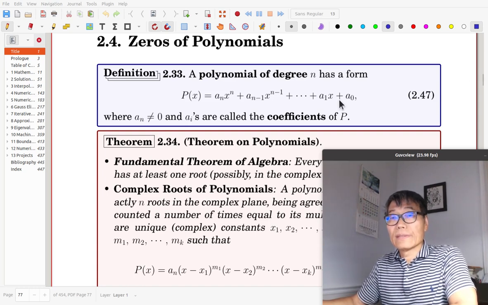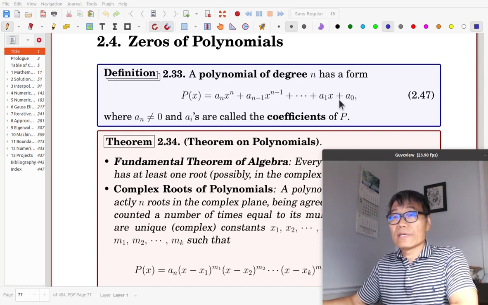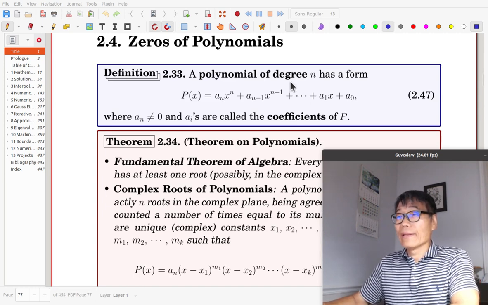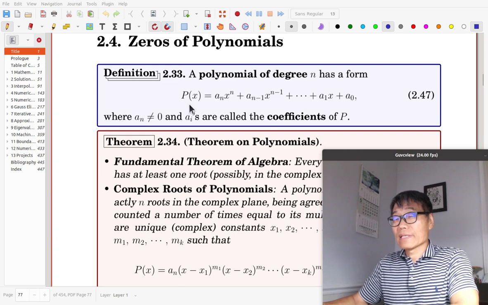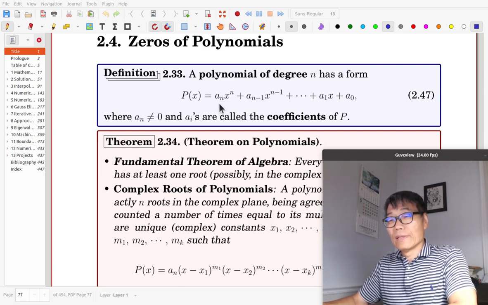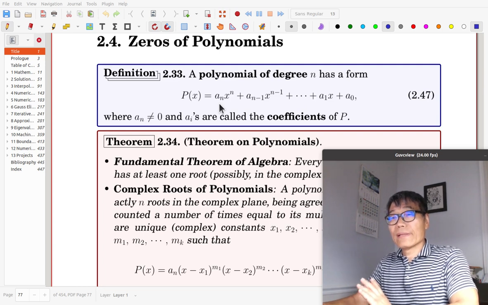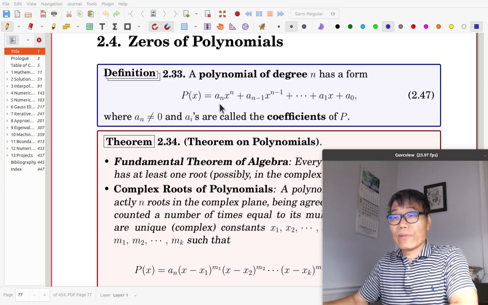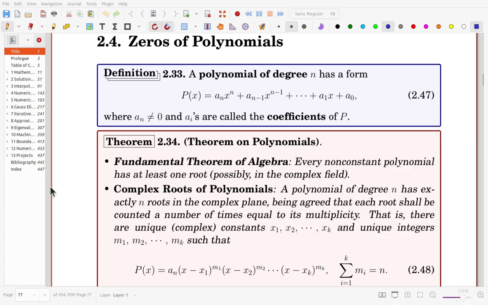This is section 2.4, zeros of polynomials. A polynomial of degree n has a form as given in this equation. In this section, we'll try to find the zeros of such polynomials. Before that, let's consider some theory on polynomials.